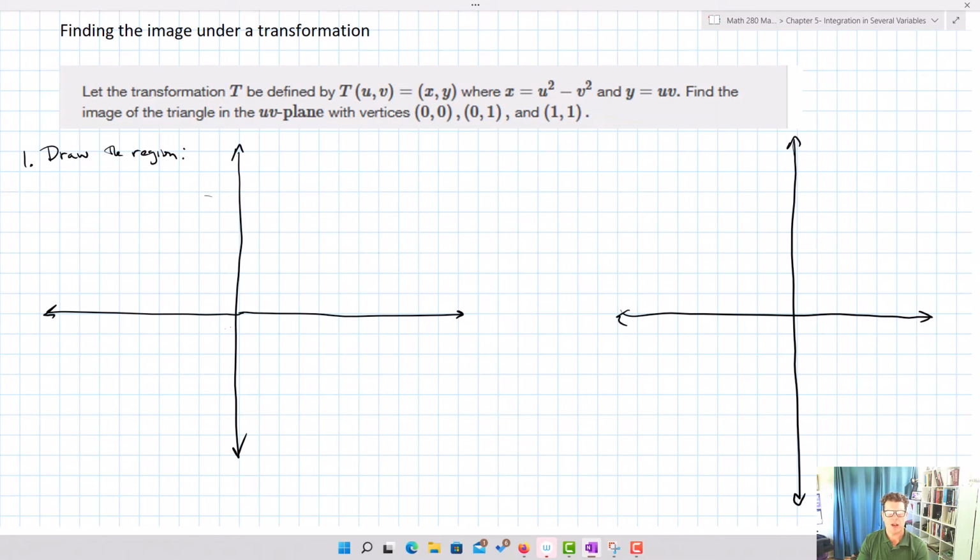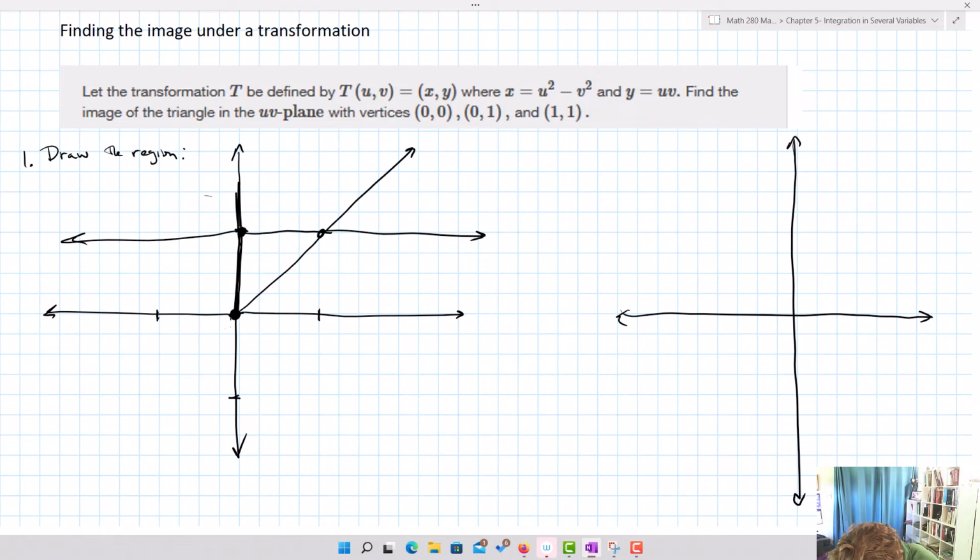We're going to find the image of the triangle in the UV plane with vertices (0, 0), (0, 1), and (1, 1). So I'm actually going to draw out my region a little bit larger so that I get more of a full sense of what it looks like. So here's (0, 0). Here's going to be (0, 1). Okay, and here's (1, 1). Our job is going to be to graph the region in the XY plane. So this is the UV plane. It's going to look like this. Okay, so there's your UV plane. Our job is to draw this in the XY plane.